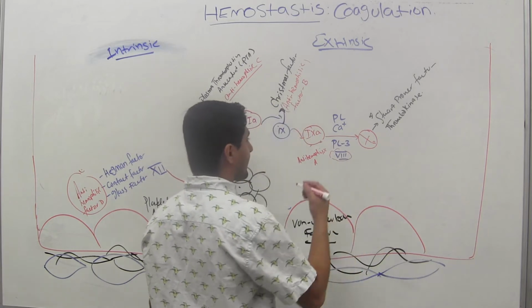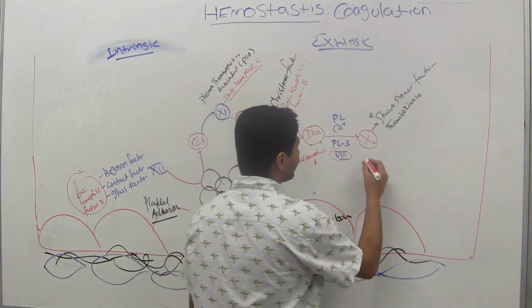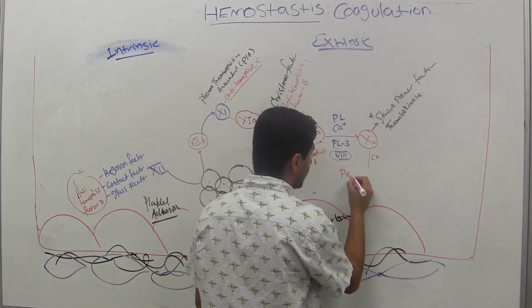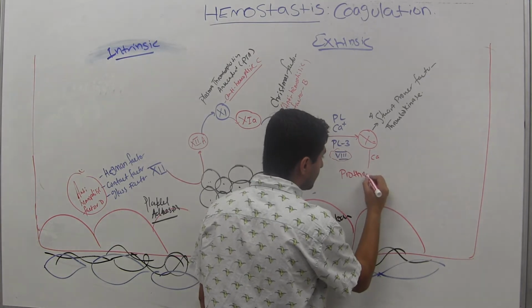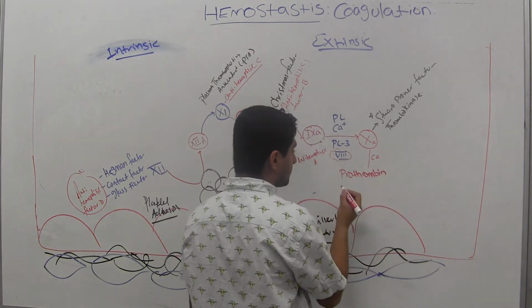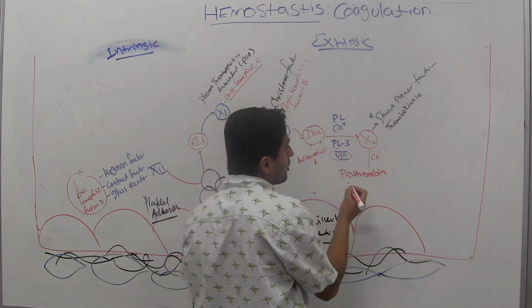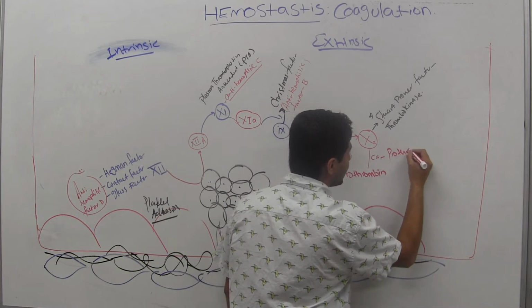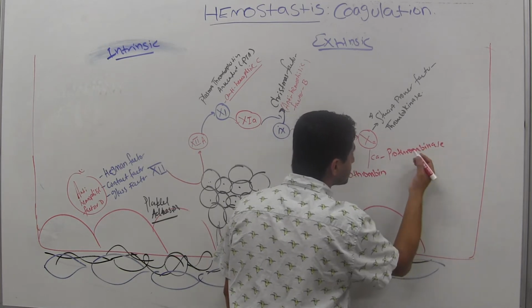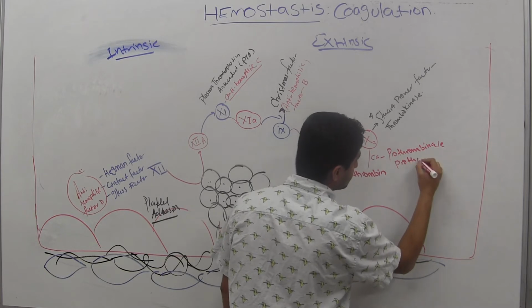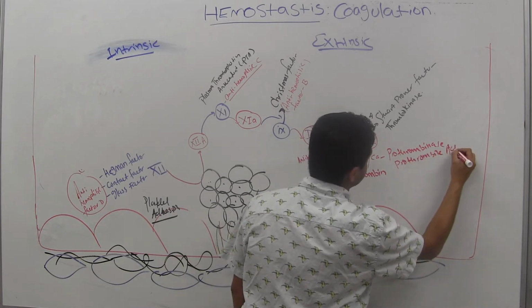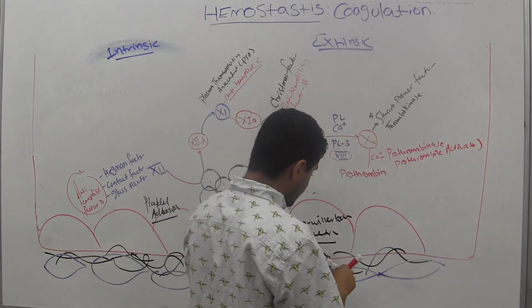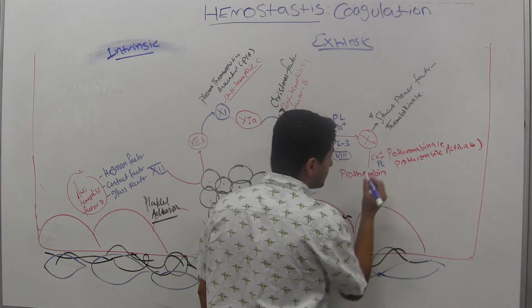Okay, then after that, factor number 10 is activated. The activated factor 10, in the presence of calcium, is going to activate something called prothrombin, right? This is my factor number 2. But remember, in order to activate the prothrombin, you need prothrombinase, also called prothrombin activator. This also requires calcium, all right?